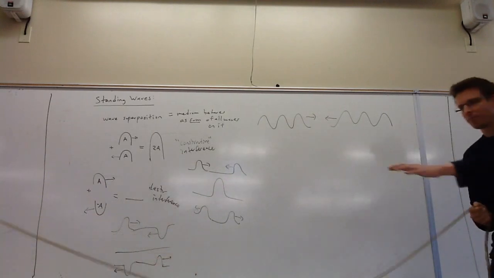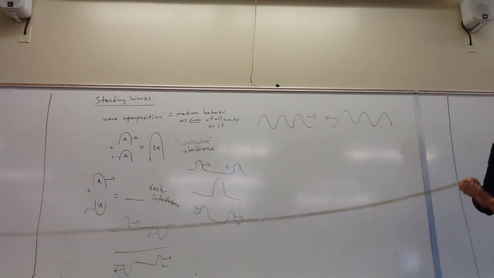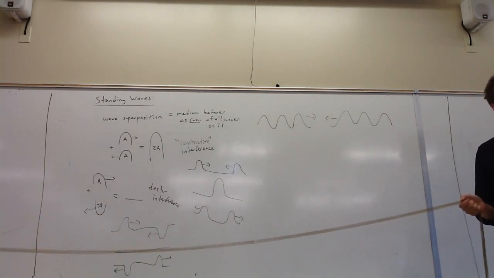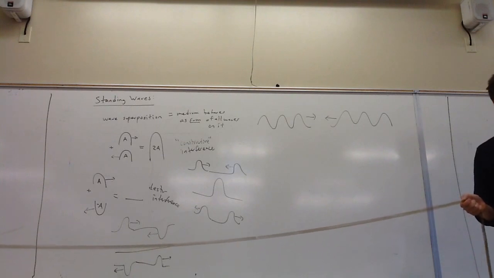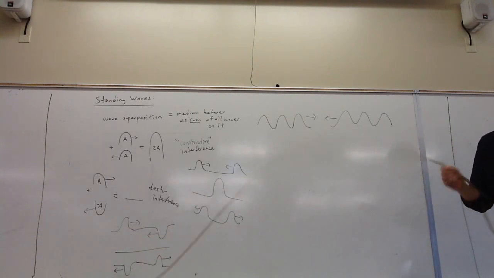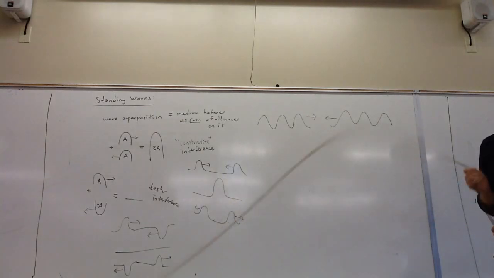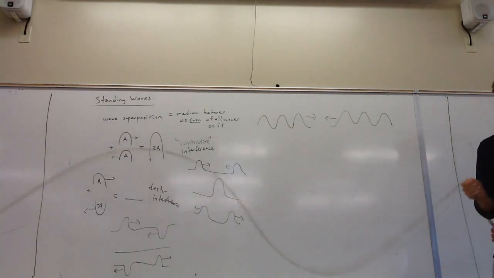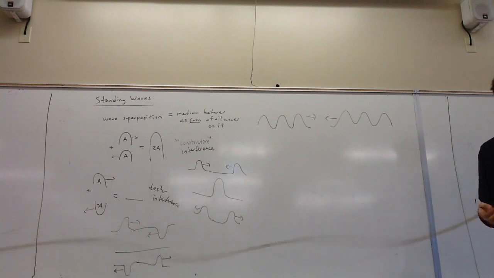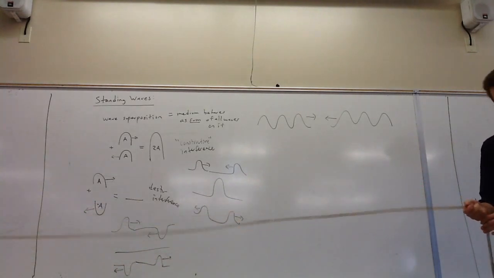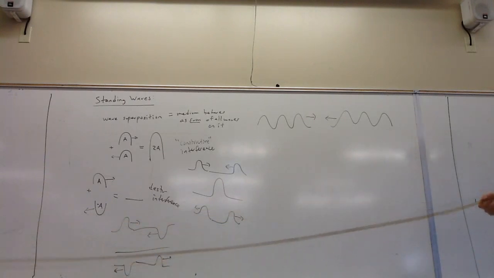I'll try another one. Let me try to make another standing wave. Now, I'm going to have to move my hand progressively faster, higher frequency, because I want a lower wavelength. So here's another one. There should be now two nodes in the middle, right? There are two points in the middle that don't move. And then antinodes alternating with it. I'm going to try for one more. Have to move at a very high frequency to get a low wavelength.